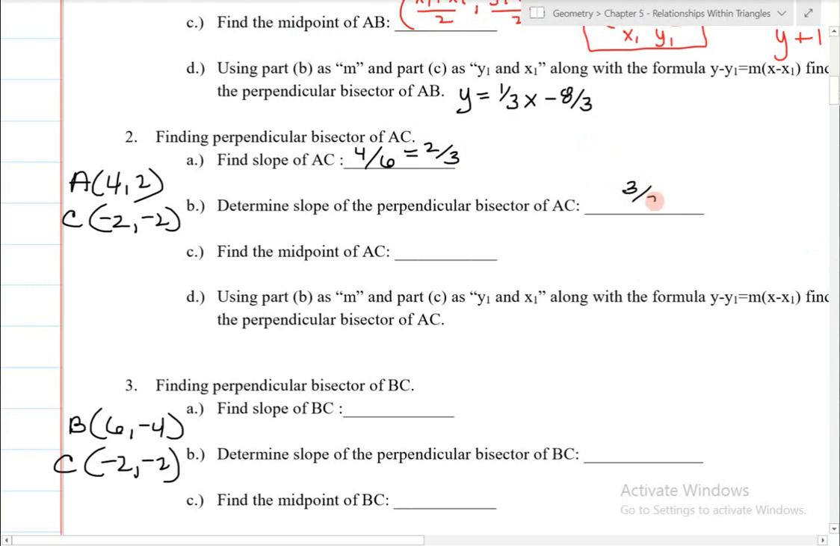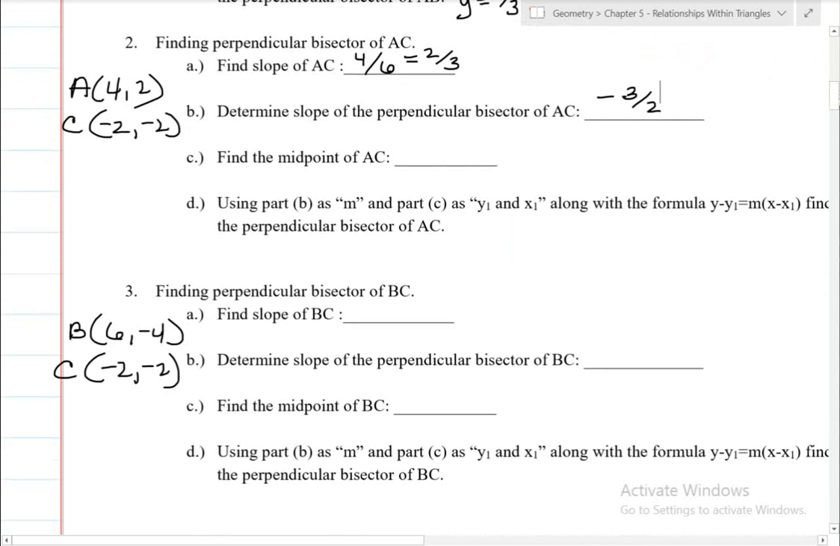3 over 2, and it should be negative, right? Always got to take the opposite sign. Okay. Now it says find the midpoint of AC.